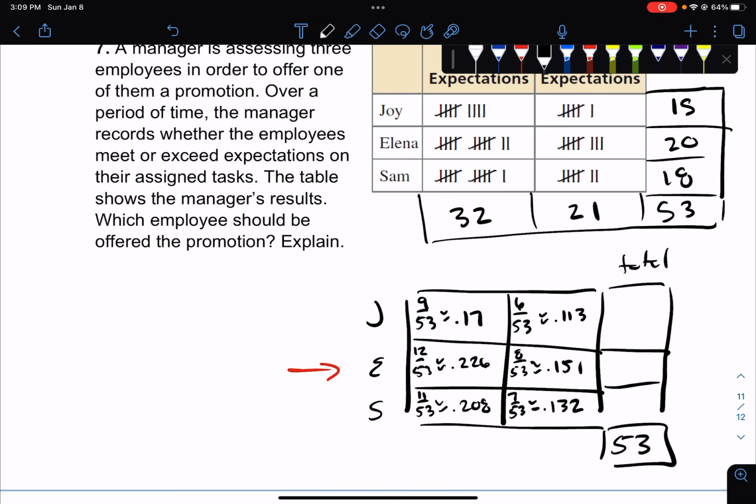So Joy, 0.17 plus 0.113 is 0.283. Elena, 0.226 plus 0.151 is going to be what? 0.377. So see, Elena has 37% of the reviews. Joy only has 28%. Sam has 0.208 plus 0.132, so that's going to be 0.340. And Sam has 34% of the reviews.